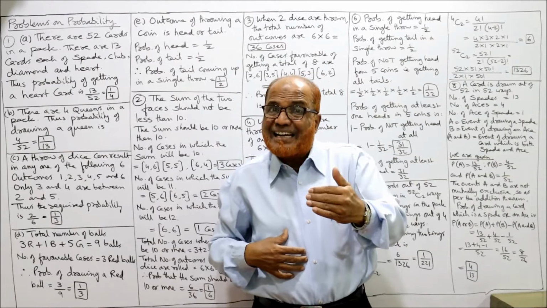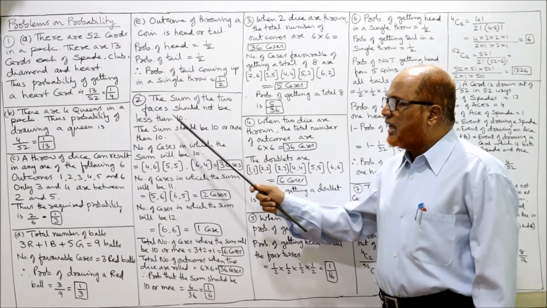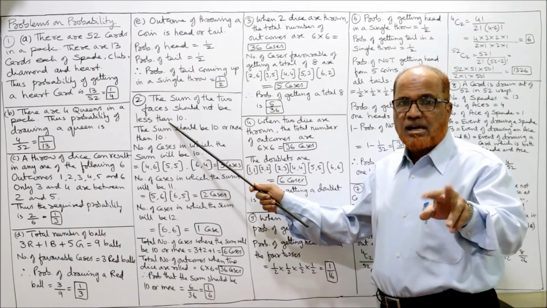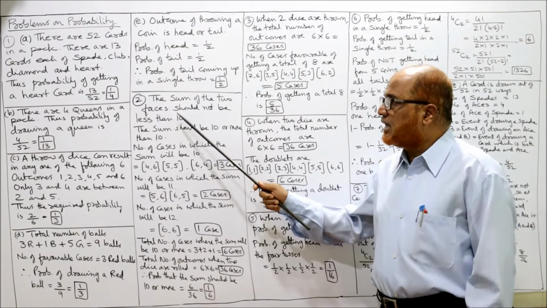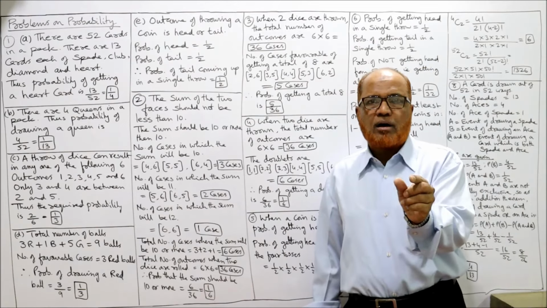Now see carefully. It's a bit of a twisting problem. First attempt itself you may not be able to understand, but put some pressure. The sum of the two faces should not be less than 10. I'm explaining you in detail. The total sum of the two faces should not be less than 10. The sum should be 10 or more than 10. Now, number of cases in which the sum will be 10.